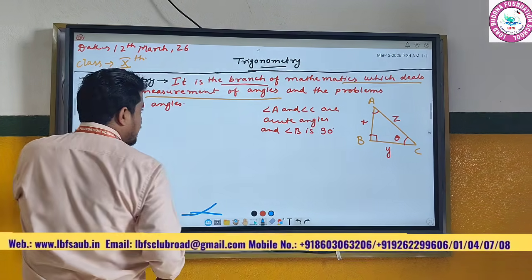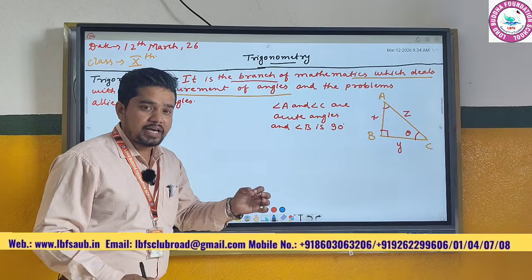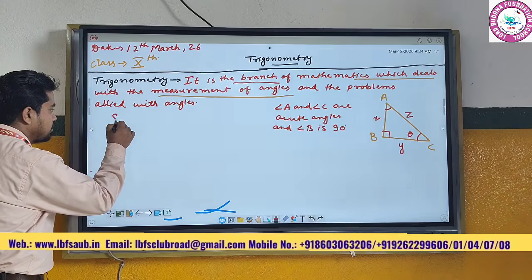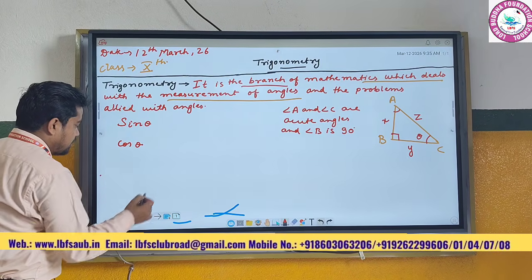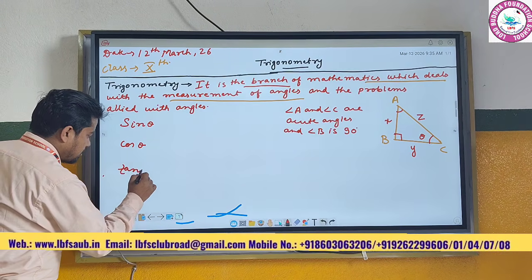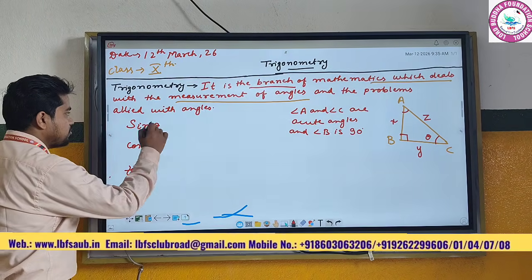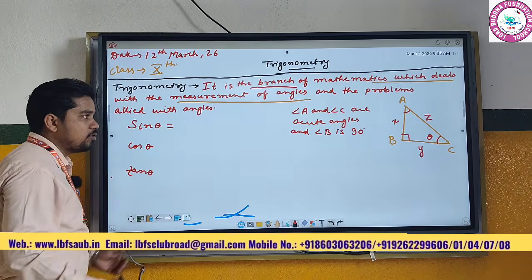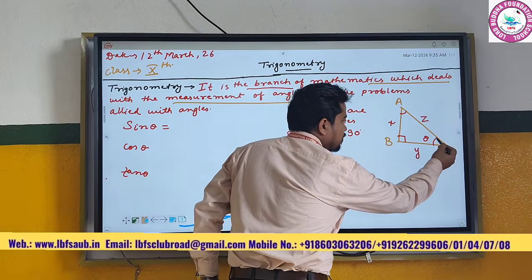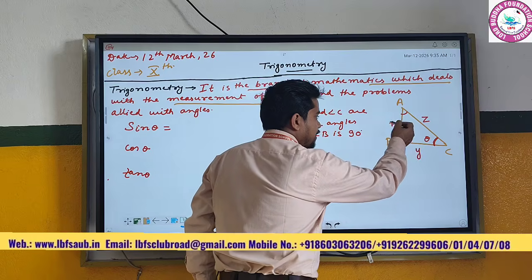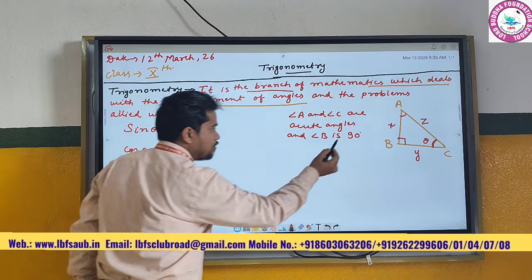In trigonometry we will discuss 6 trigonometric ratios, like sin theta, cos theta, tan theta. Further 3 we will discuss here. Suppose we are discussing sin theta. What will be the value of sin theta here? The formula for sin theta is perpendicular upon hypotenuse.